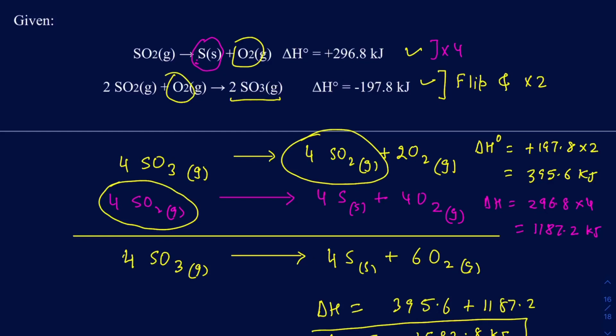So that's how you're going to be using the Hess's law in finding the delta H of a reaction when you're given two or more other reactions. So you add or subtract those up, manipulate those to get the final reaction.